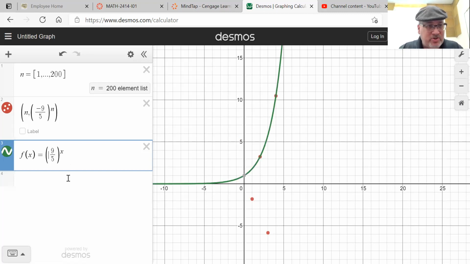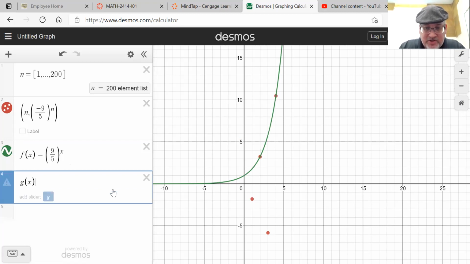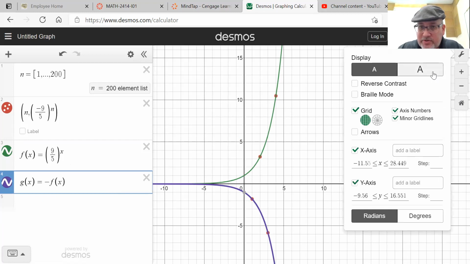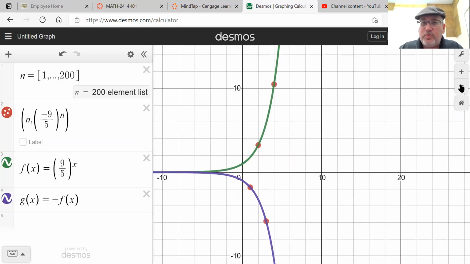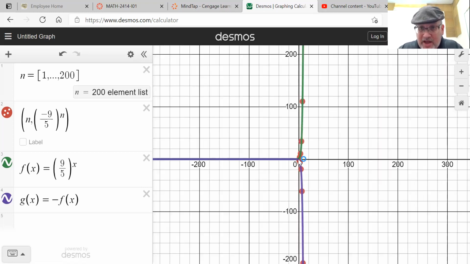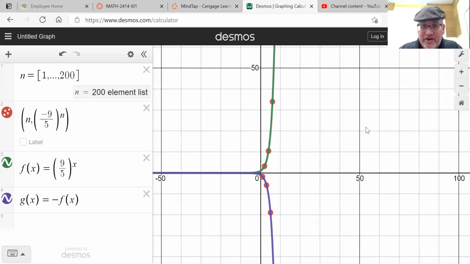In fact, let's do this. We'll say g of x equals negative f of x. There we go. All right, so for the positive values, they're going up towards infinity. You can see if we zoom out some more, and for the negative values, they're going down to negative infinity. So we're getting oscillating things that are blowing up in opposite directions. Every other term is increasing positively towards positive infinity, and the other terms are decreasing negatively towards negative infinity.